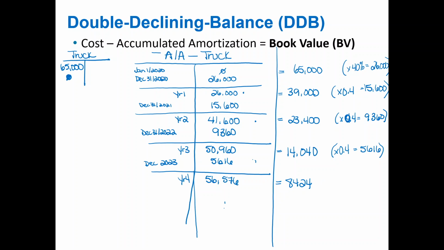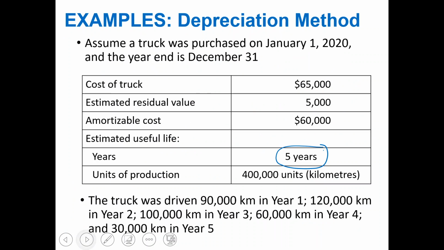So rather than taking 8,424 and multiplying it by 40%, which you'll never get to 0 by doing, because you would always continue, at the end of year 4 we're now recording this in December 2024, which is year 5. We say 8,424, but we're going to subtract 5,000, because we want to get to that $5,000 residual value that we know from the question. So we're trying to get to this at the end of 5 years.